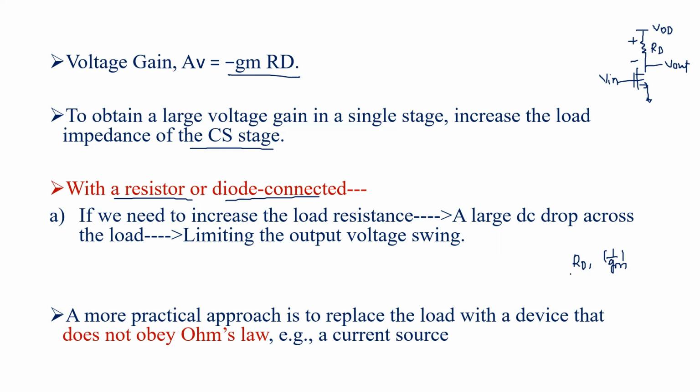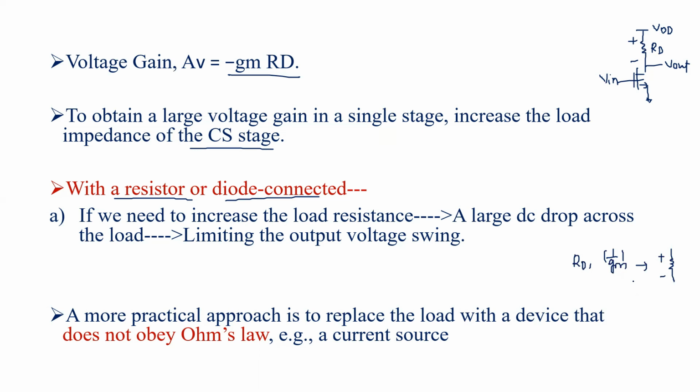So if this is a resistor of value RD or 1 upon gm, the voltage across it will increase if we are increasing its value, because it is obeying Ohm's law directly. So instead of this, if we are using some load which does not follow Ohm's law, then we can get some good voltage gain without affecting the output voltage swing.